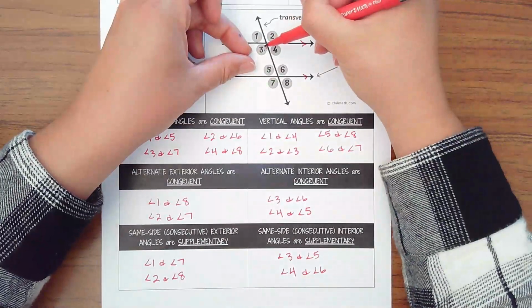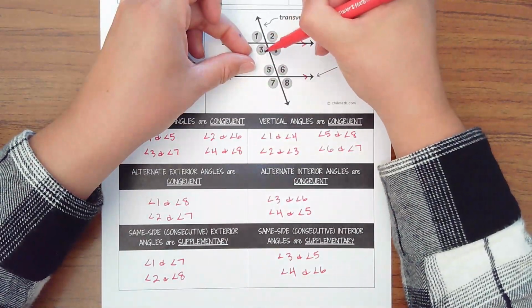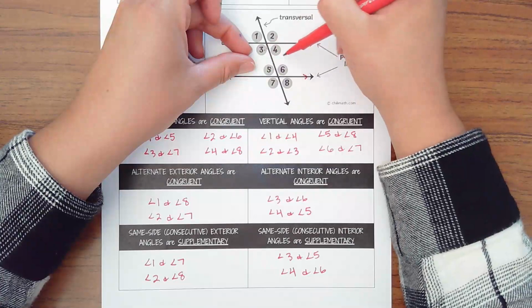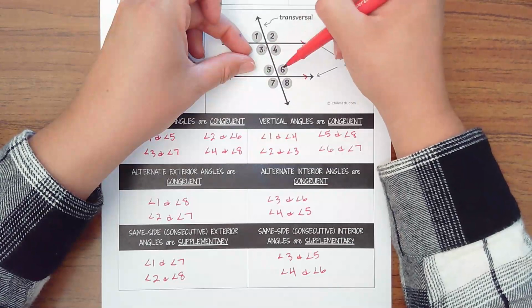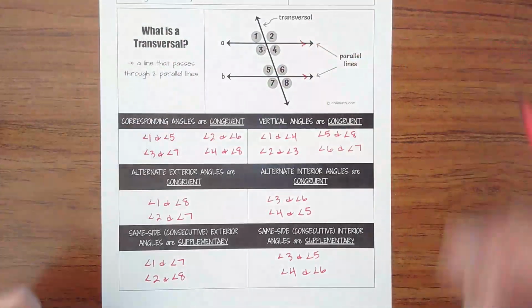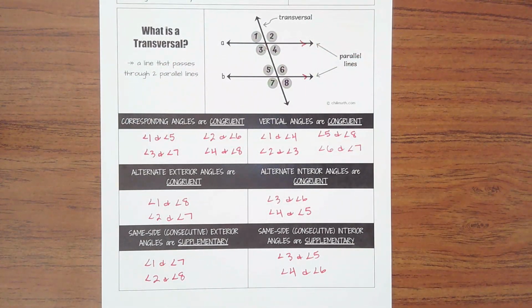And again, you can see 3 is obtuse while 5 is acute. So no, they're not equal. They're going to add to make 180. Same thing with 4 and 6. This is now acute. This is obtuse. They are not the same. So let's use these angle relationships on the next page.